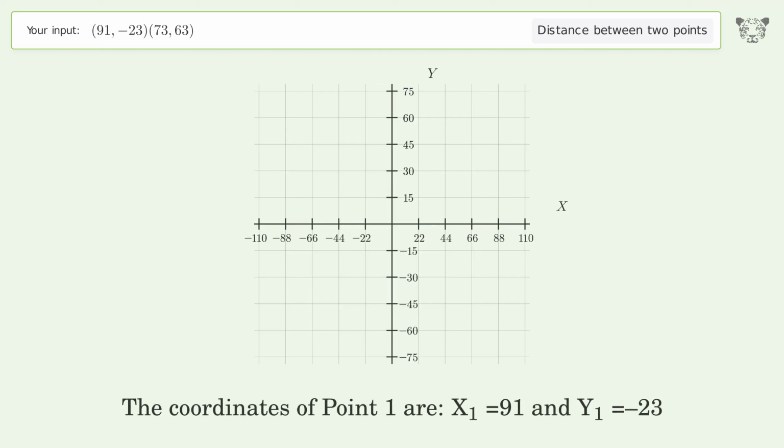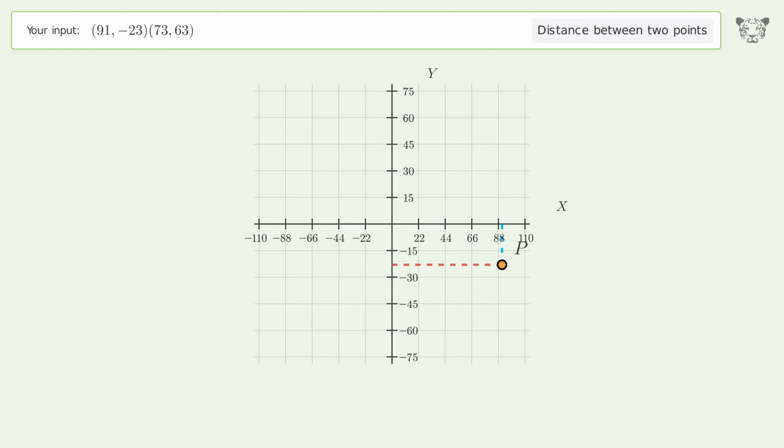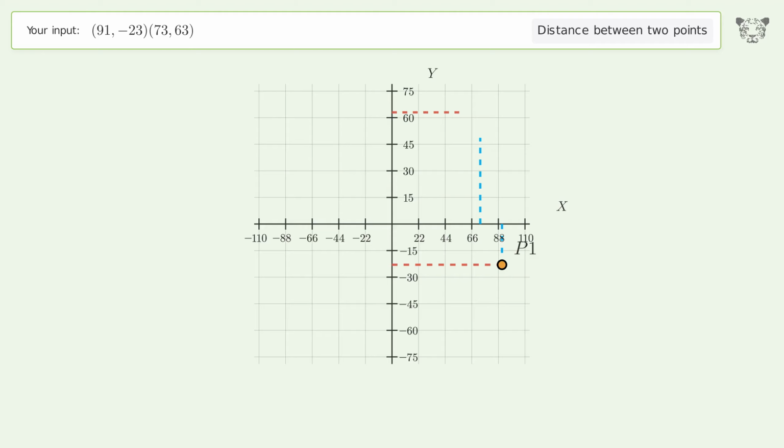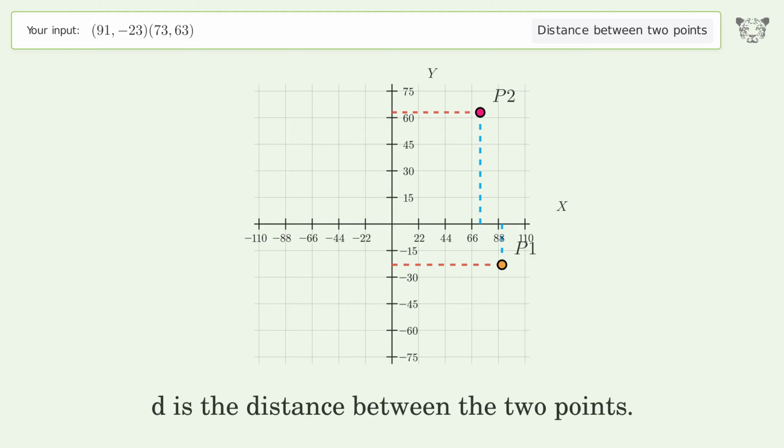The coordinates of point 1 are x1 equals 91 and y1 equals negative 23. The coordinates of point 2 are x2 equals 73 and y2 equals 63. D is the distance between the 2 points.